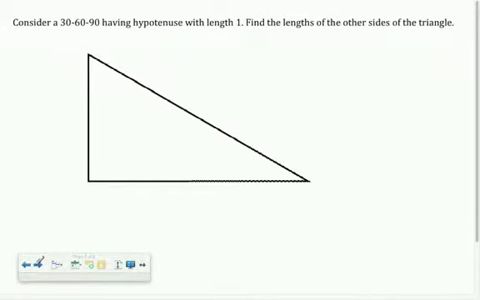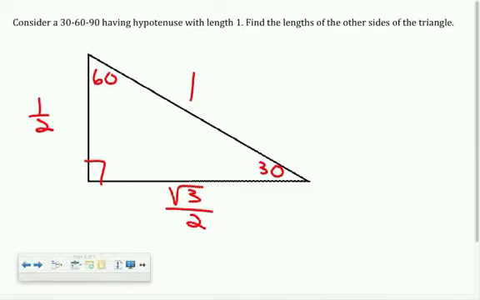Same idea here. If I have a 30, 60, 90 triangle where the hypotenuse is 1, here's my 30 degree angle, here's my 60 degree angle. My short leg would be half as long as the hypotenuse, so this is 0.5. Actually, you know what, let's leave it as 1/2. And my long leg would be the short leg, which is 1/2, times radical 3. So it would be radical 3 over 2.